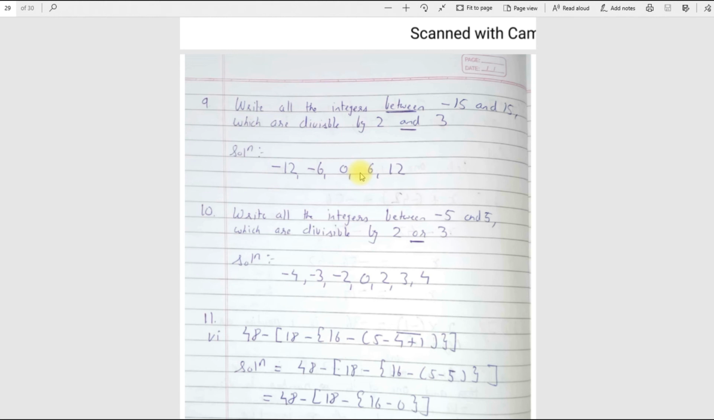Then next, 1 is not divisible, 2 is not divisible, 3 is not divisible, 4 no, 5 not possible. So 6 and directly then 12. You can see over here. So my final answer is minus 12, minus 6, 0, 6 and 12.